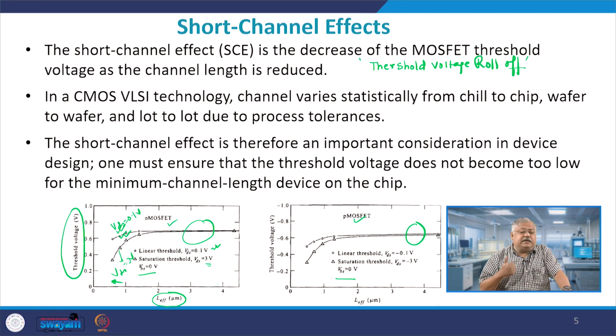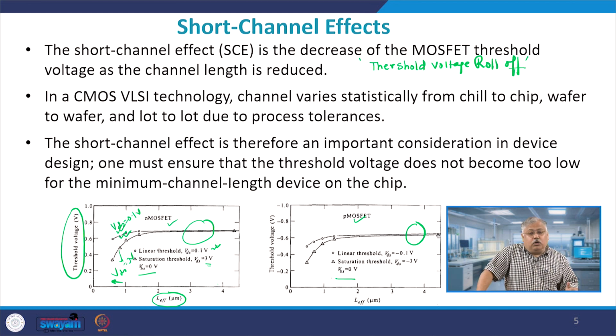The second observation is that NMOS roll-offs are much larger as compared to PMOS roll-off, right. So, now what is the consideration a designer should have? Look at the last statement of this slide: as a designer you need to understand that you can't let the threshold voltage go down to too low a value, because you have applied gate voltages and so on, and therefore you need to ensure that the threshold voltage does not become too low for any minimum length channel device in a MOSFET, right.